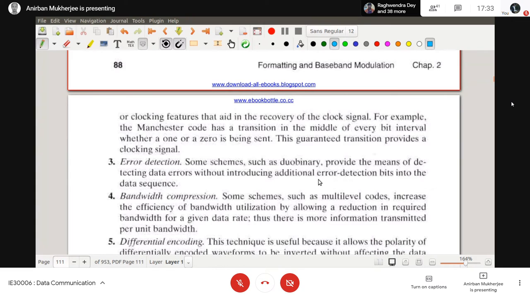That means I will use multi-level codes, which increase the efficiency of bandwidth allocation. Bandwidth compression means if you use more bandwidth, then you have to pay more. So for transmitting the data, your scheme should be budget friendly. That means more information is transmitted per unit bandwidth, and that's why it is called bandwidth compression.